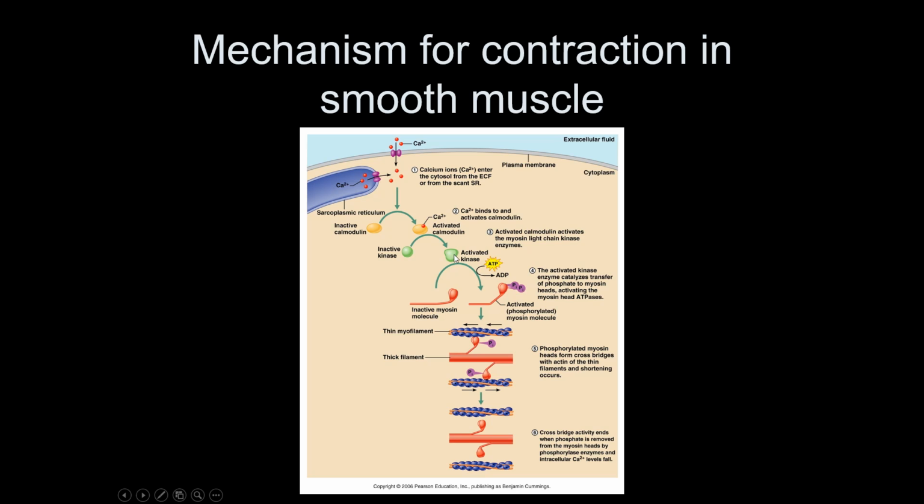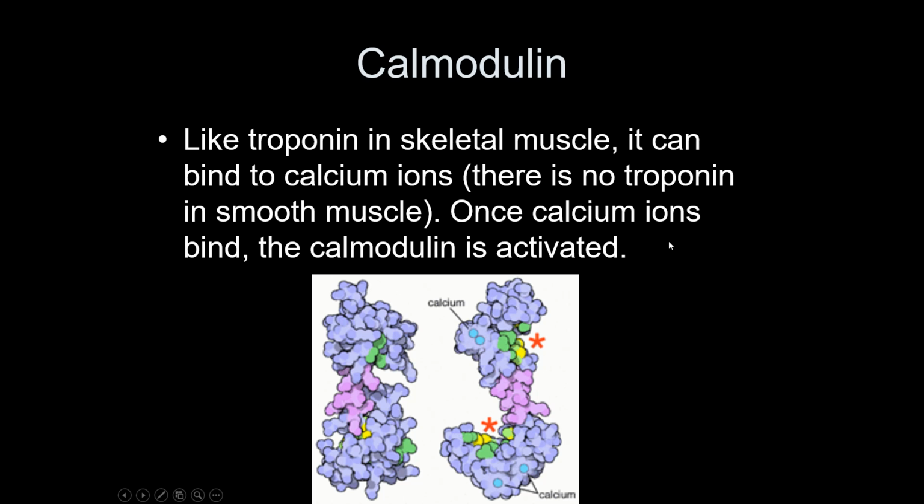Instead of troponin and tropomyosin, we have calmodulin and then kinase. But we still create cross bridges. We still need ATP. We still need calcium. We just have a couple of those different things.